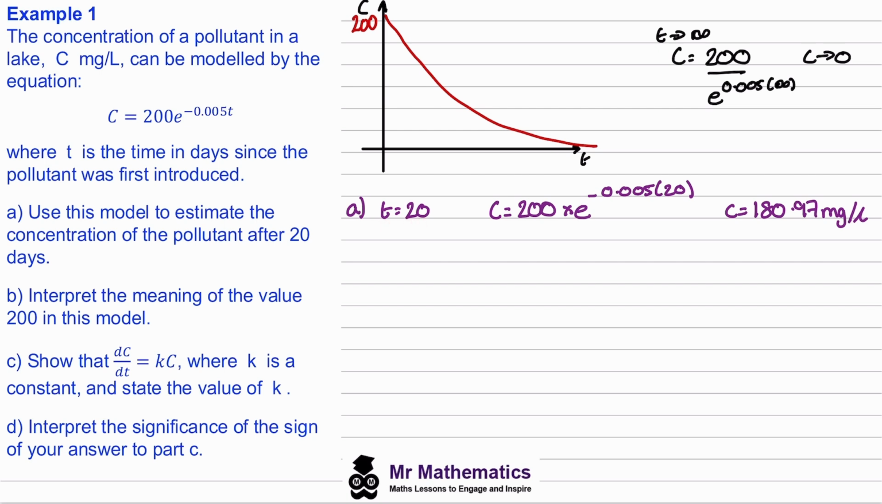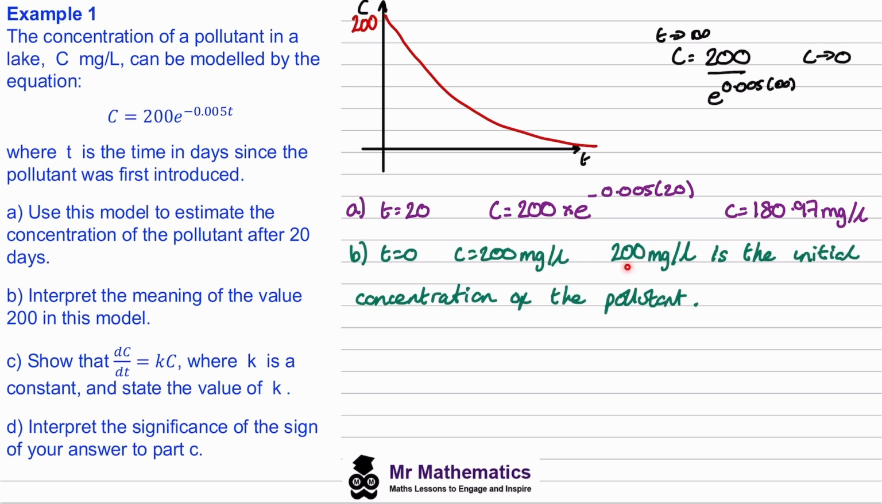For part B, interpret the meaning of the value 200 in this model. Well, we've said here that when t equals 0, the concentration is 200. So the way we interpret this is that the 200 micrograms per litre is the initial concentration of the pollutant. And then for part C, show that dC by dt is equal to kC, where k is a constant, and we need to find its value.